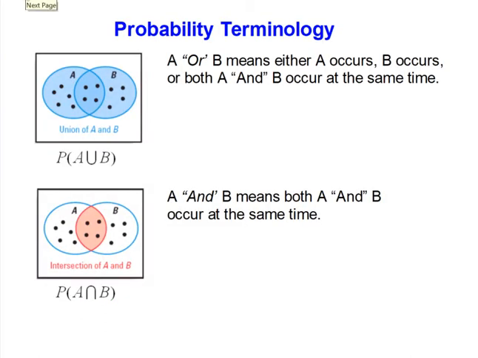Some notation for you that I won't necessarily use, but maybe you'll come across it. If you see A with a U and then B, that's A union B. A or B means either A or B occurs, or both A and B occur at the same time. So that's pretty much everything. The upside down U means intersection. That means we're interested in the grouping where they overlap.